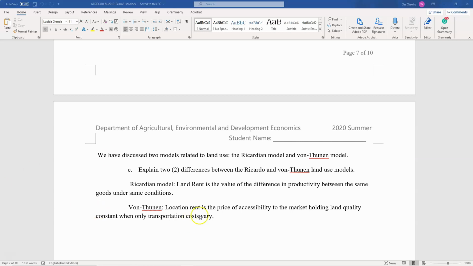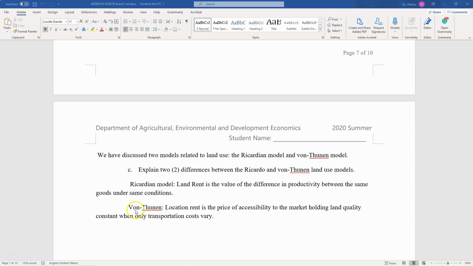And the Ricardian model is talking about the land rent, which is the value of the difference in productivity between the same goods under the same conditions. So that means when we plant the same crop on different lands under the same conditions, the only difference would come from the productivity of land. So that is the only source of the difference in our final profit.